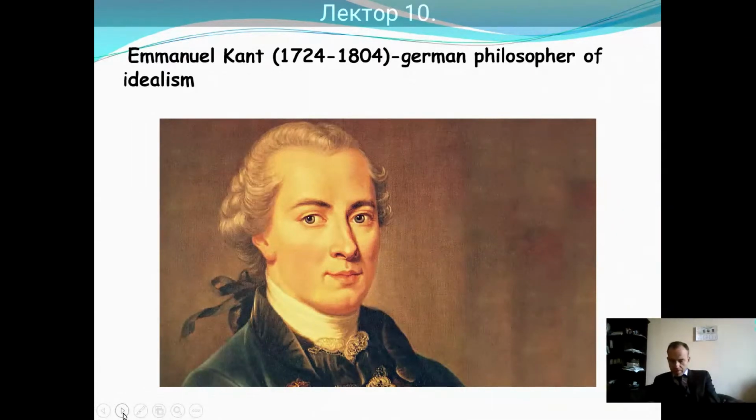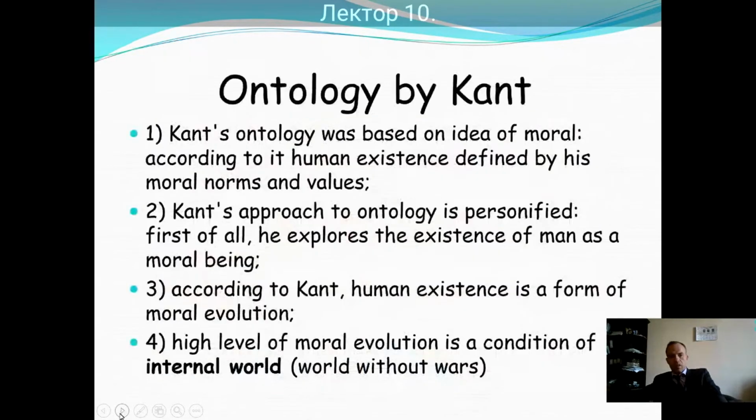Okay, what is this theory? Immanuel Kant was an idealist, and his ontology was based on the idea of morality. According to him, human existence is defined by moral norms and values. Kant believed in the moral evolution of man, and this moral evolution takes part in different forms of our existence.